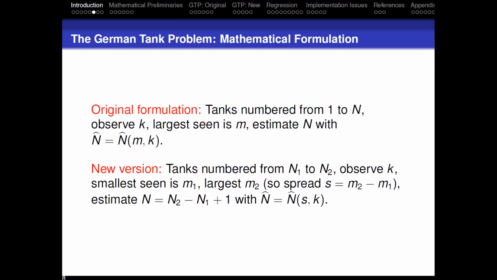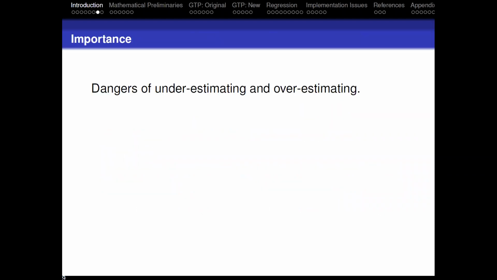So what we want to do is try to come up with the best estimate we can using the serial number. And what we're going to do is focus on the largest observed serial number. So we're going to call that M for the maximum. And so we want our guess to be a function not only of m, but the number of tanks we observe. Now, there's a lot of dangers in overestimating or underestimating.